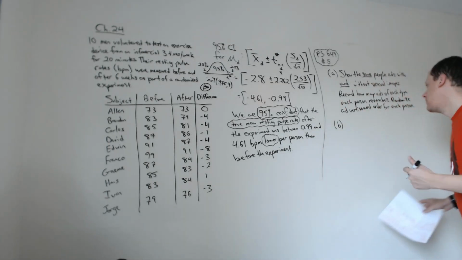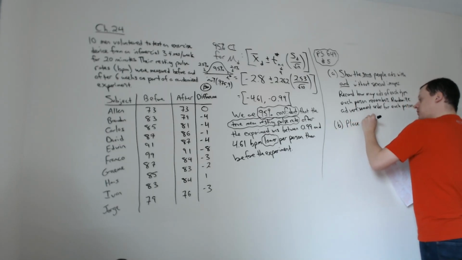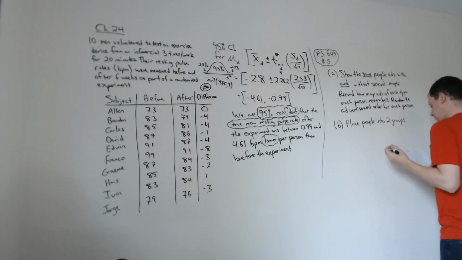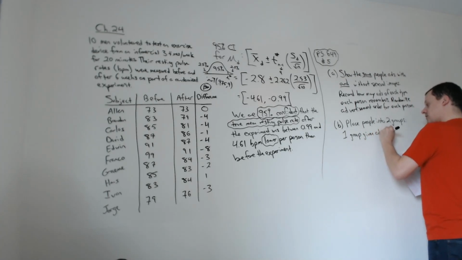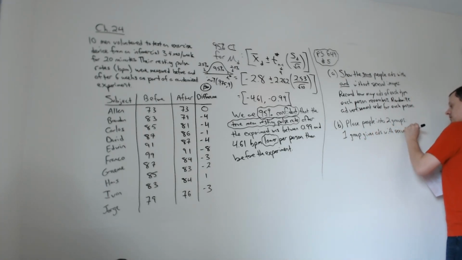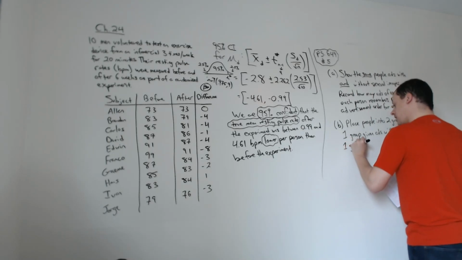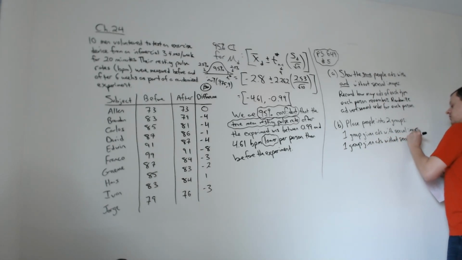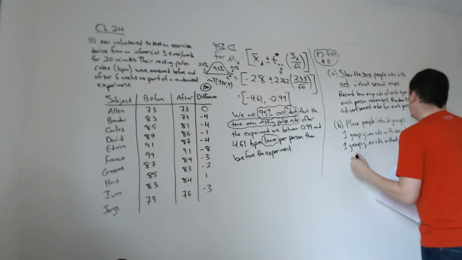Okay, so we could place people into two groups. One group given ads with sexual images. One group given ads without sexual images. Record how many ads each person remembers.